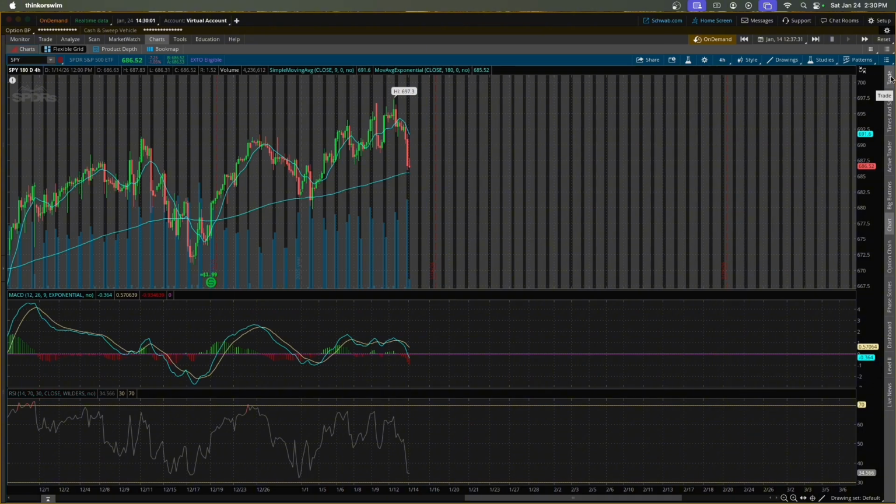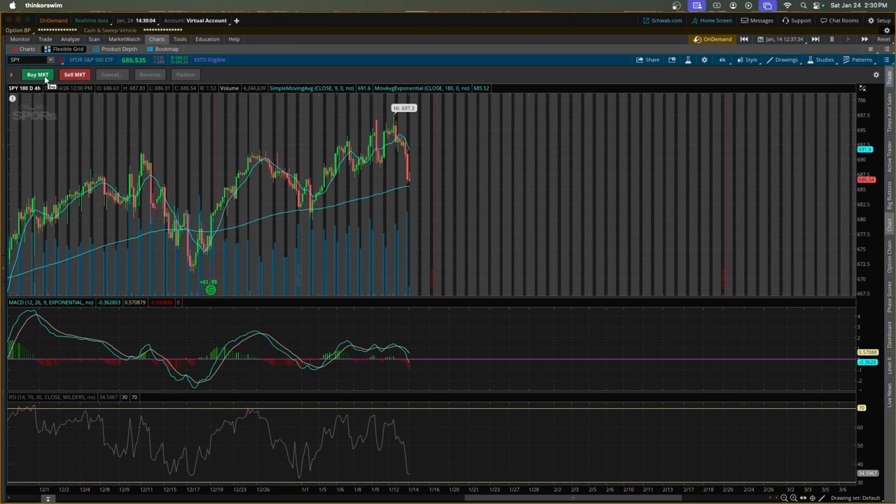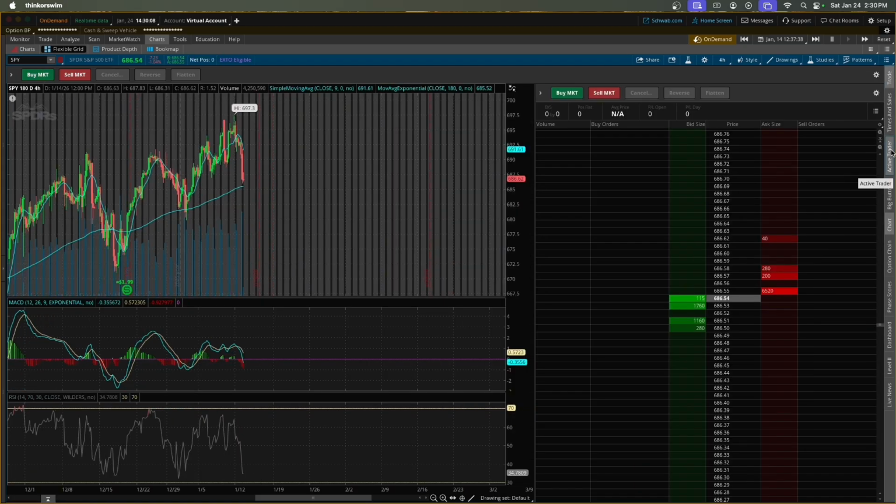So there's a couple ways that you can do this. You can press trade, and you can press buy market here, okay? You can go to your active trader, you can trade here.